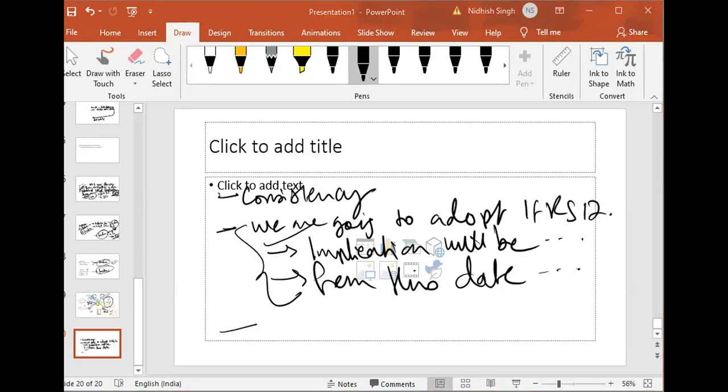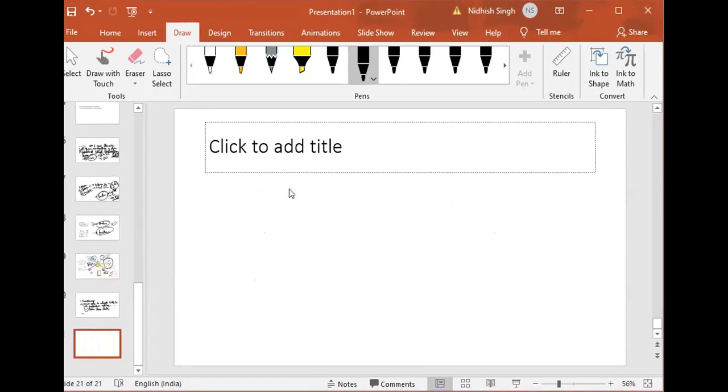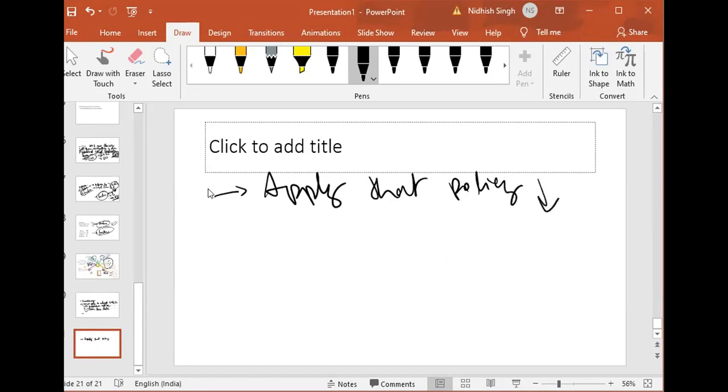Now, another aspect is sometimes an entity chooses to adopt an accounting standard or accounting policy in advance. It is required to apply that policy retrospectively.